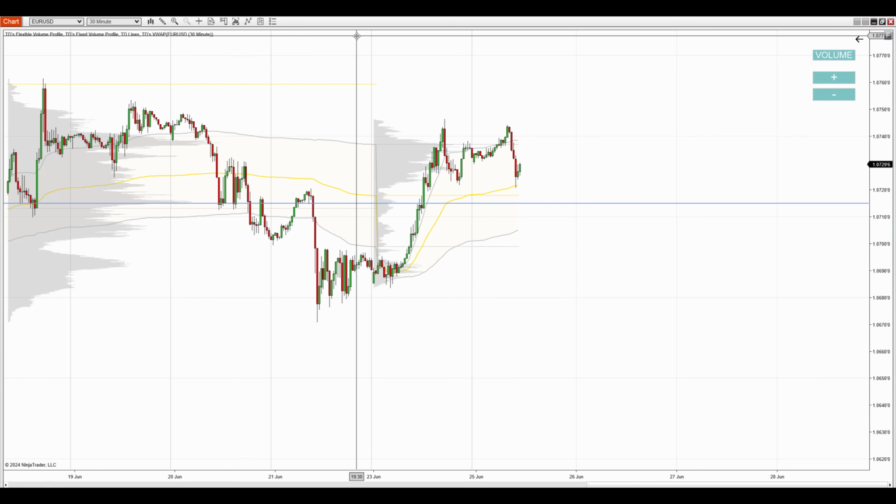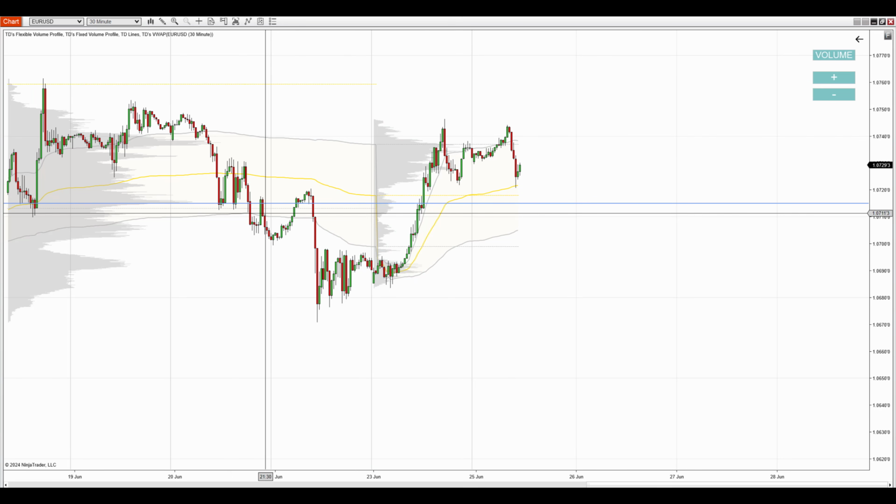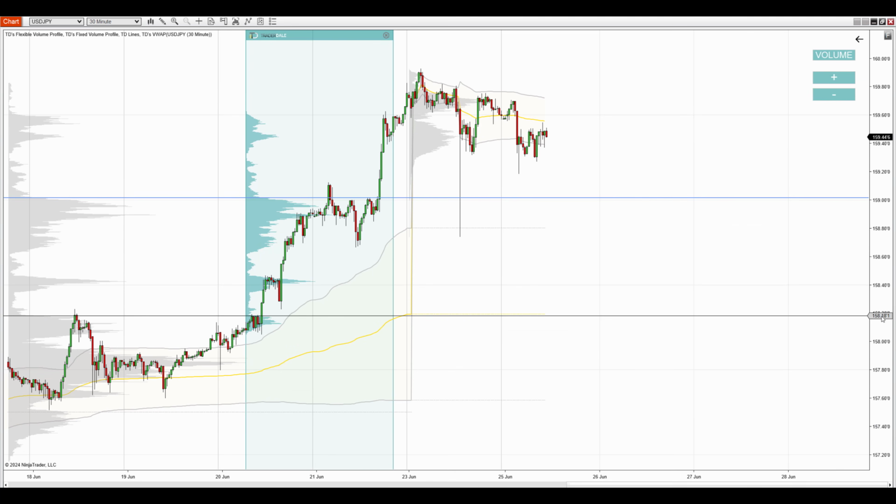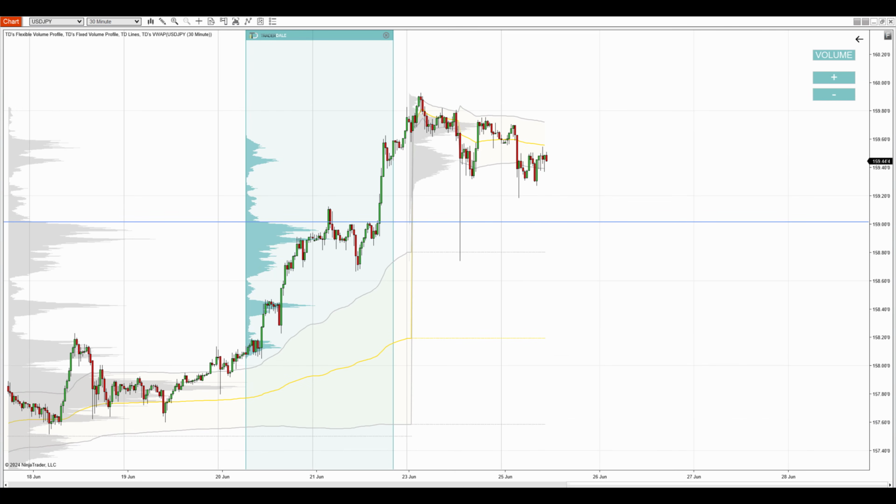Now let me go over to the next trade. The next one was on the US dollar Japanese yen. So this is a 30-minute chart of the US dollar Japanese yen. This is also a prediction from yesterday. And we had a long level here based on a heavy volume zone. And there was a massive sell-off. Within just a couple of minutes, the price made this huge reversal.